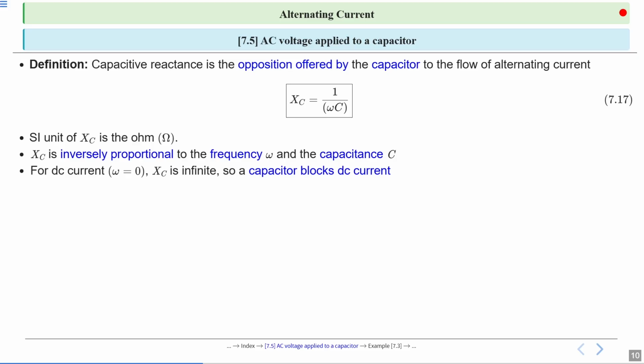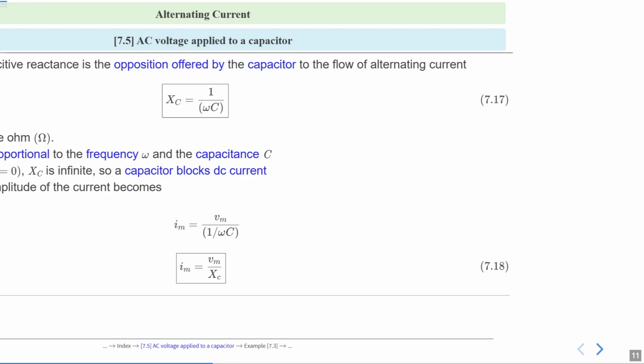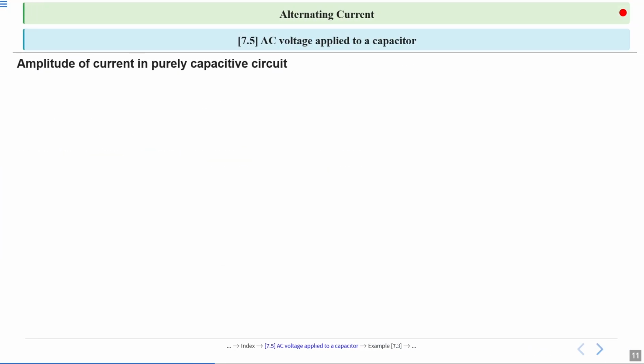Which means Xc is infinite. Now the expression for the amplitude of the current becomes Im equal to Vm times 1 by omega c, and this 1 by omega c is Xc, so we can write Im equal to Vm upon Xc. This is the expression for the maximum current. Mark it as equation 7.18. So the amplitude of current in a purely capacitive circuit is Im equal to Vm upon Xc.